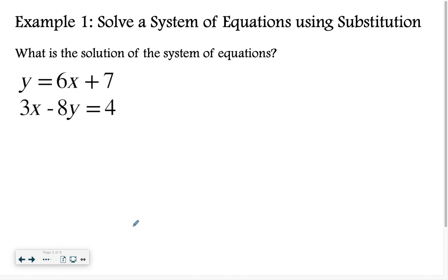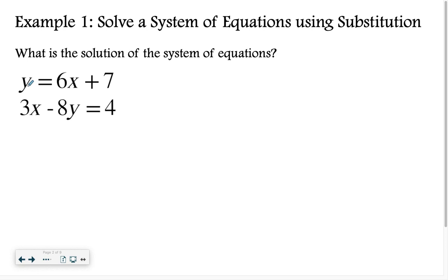Substitution is a method you're going to use when you have a variable that has a 1 with it, meaning it doesn't have a number in front of it. A prime example is if we look at this first equation here, it's just y equals, right? It's not 5y equals, it's just y. So the first key to knowing when you're going to use substitution is when you have a variable all by itself like that.